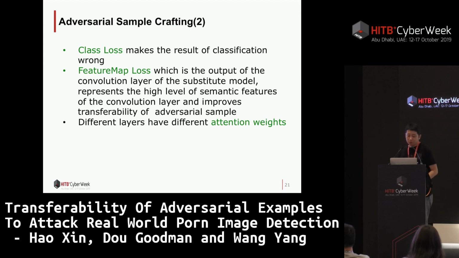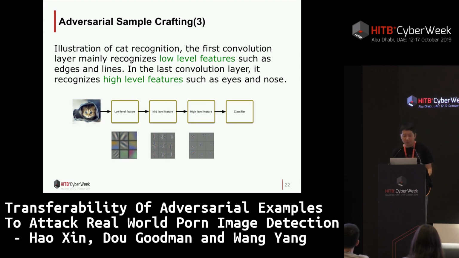In addition to the classification loss, we will choose the output of the multiple convolution layers, the feature maps of different convolution layers, to represent the semantic content of different dimensions. We choose several different convolution layer features to influence the feature weights at different levels. In different convolution layers, the first mainly recognizes edges and lengths. In the last convolution layer, it recognizes high-dimensional features such as eyes and nose.